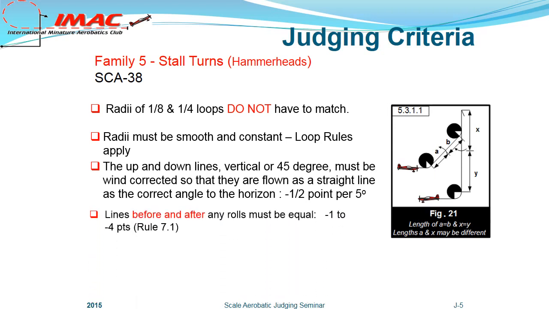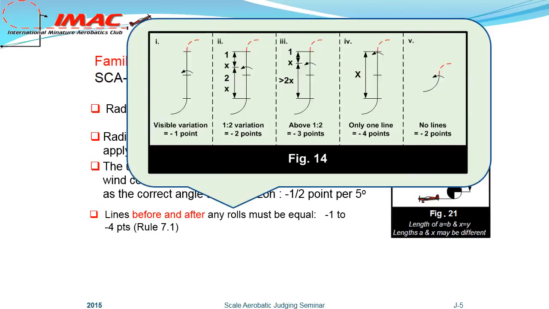If there are rolling elements on any interior line, the element must be centered so the line segments before and after the element are equal. In Figure 21, there are full rolls on the 45-degree entry line and the vertical down line. They must be centered as indicated in Figure 21. Deductions for not centering range from 1 to 4 points using Figure 14 in Rule 7.1 to determine the downgrade.